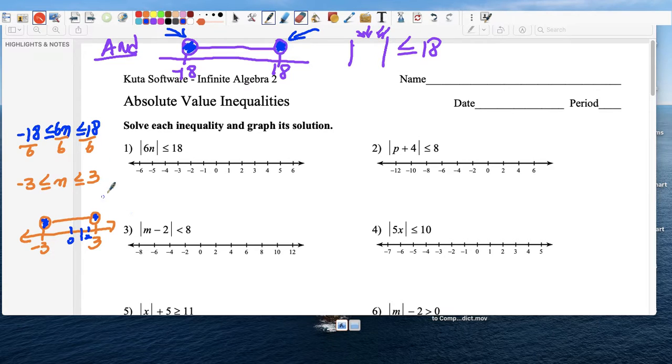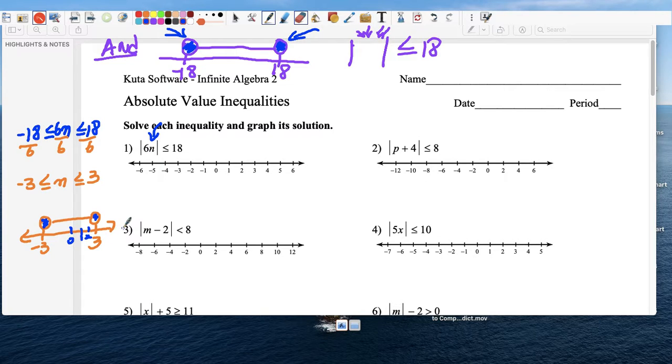Let's pick 0. If I pick 0 and plug it in here, I get 6 times 0. Is 6 times 0, 0? Is that less or equal to 18? Yeah. So again, any number 2.99, 1, 0, negative 1, negative 2. So any value between negative 3 and 3 works.